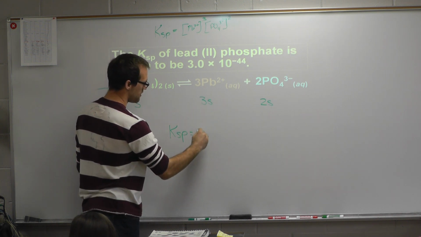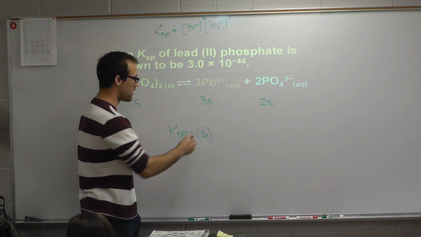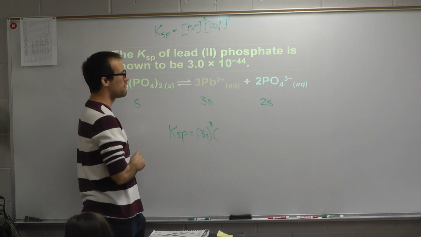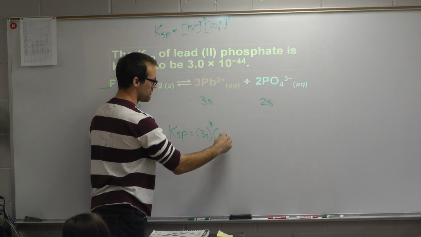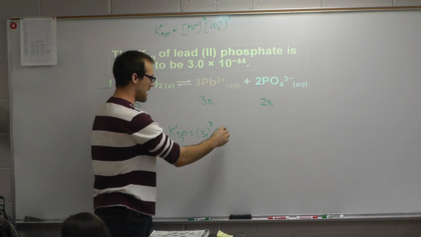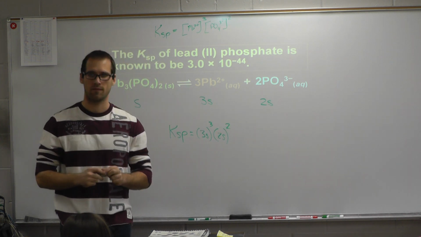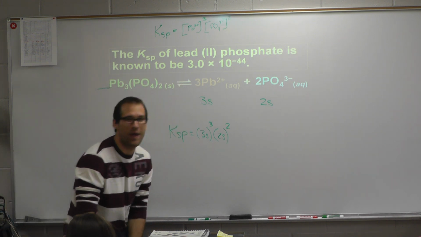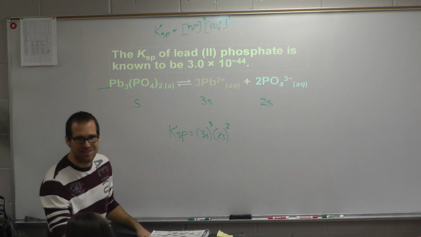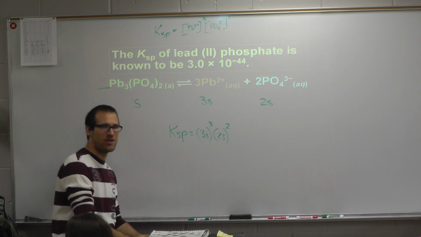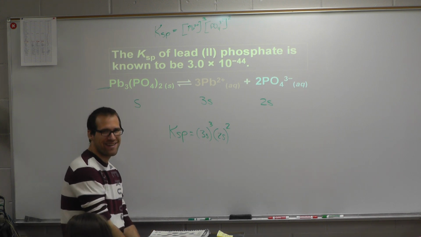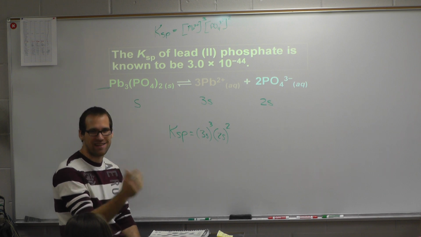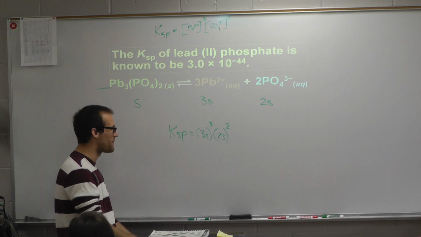They equal each other, so it will look like this: 3S to the third, 2S to the second. Now we need to simplify. I know you guys really struggle with doing things to the power of. 2 to the third power is what? 8.